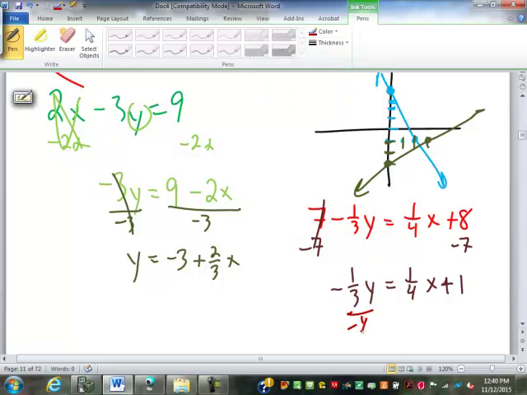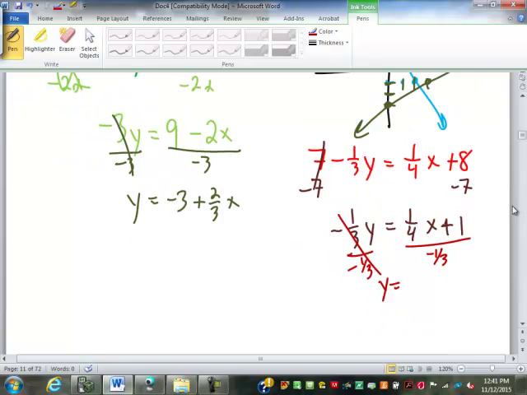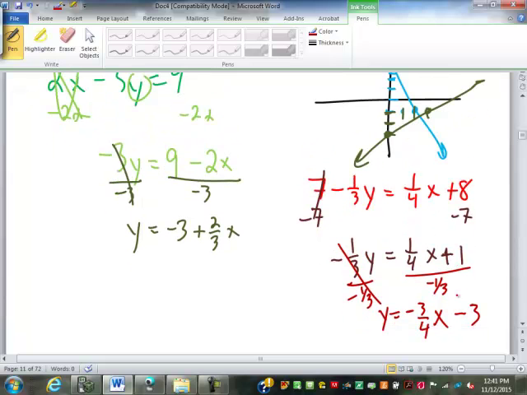Divide by a negative 1/3. That's gone. Y equals. We divide by a negative 1/3 on the other side. What's 1/4 divided by negative 1/3? It's negative 3/4 x. What's 1 divided by negative 1/3? Negative 3. So where do we start on our graph? Negative 3. 1, 2, 3 right there. And then from there we go down 1, 2, 3 over 1, 2, 3, 4.